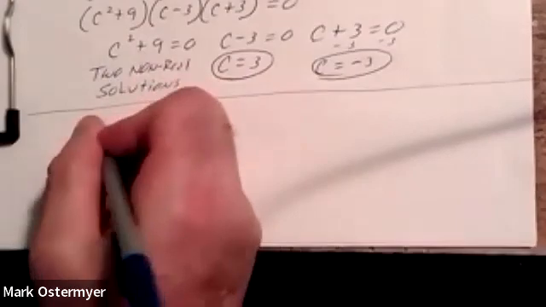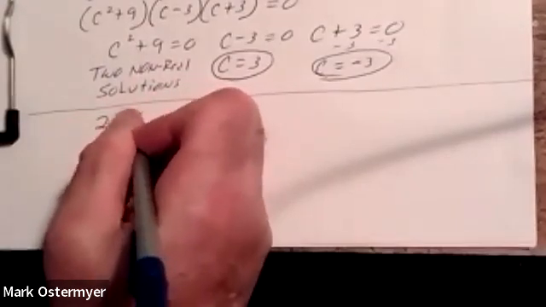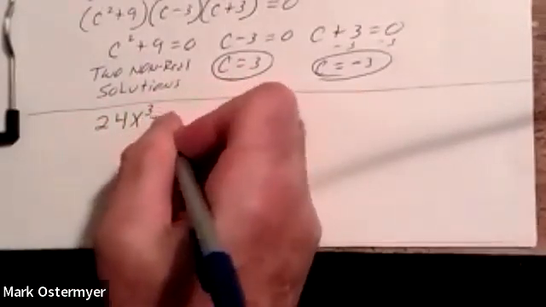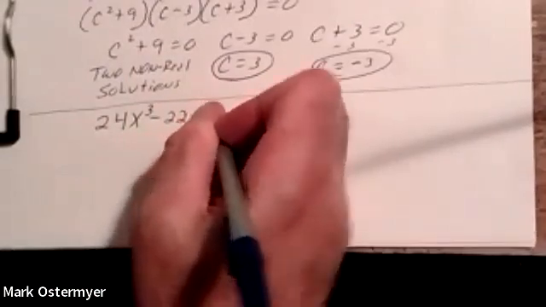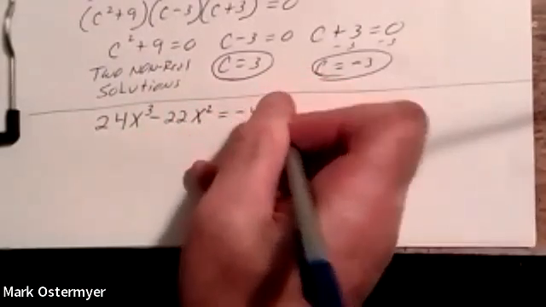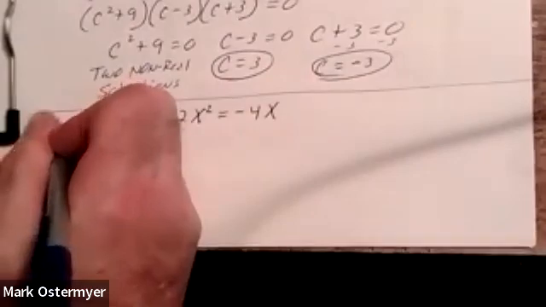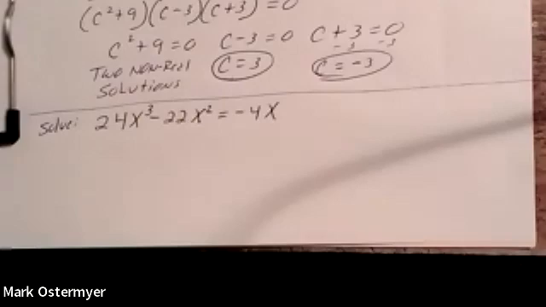Let's try this one. 24x cubed minus 22x squared equals -4x. How would we solve this equation? And how many solutions are we going to have to this equation when we get done? What do you think? 3. There will be 3 solutions. It is a 3rd degree polynomial equation.